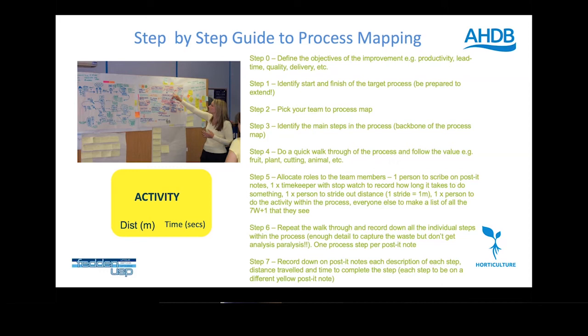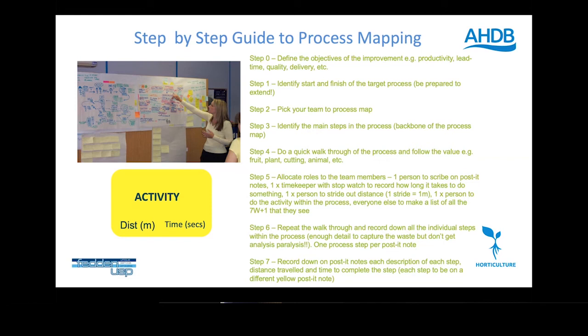And then step five, normally what I do is, you're going to prepare yourselves now to actually do the process map. So I have one person who writes down on post-it notes. I have one person who records all the times involved in doing the activity. One person who's going to stride out and measure the distance. And normally all I do is one big stride is 1 metre. So as you're walking through the process, they're striding out and counting the number of steps as part of the process itself. And then one person to do the activity.